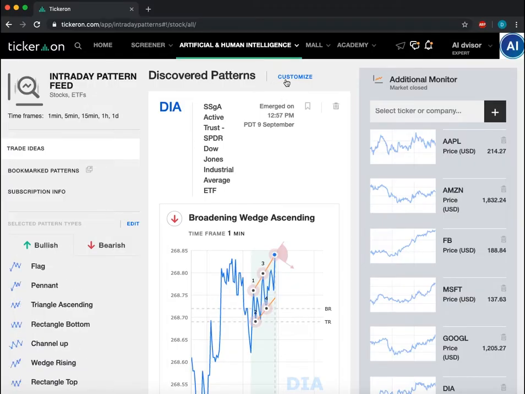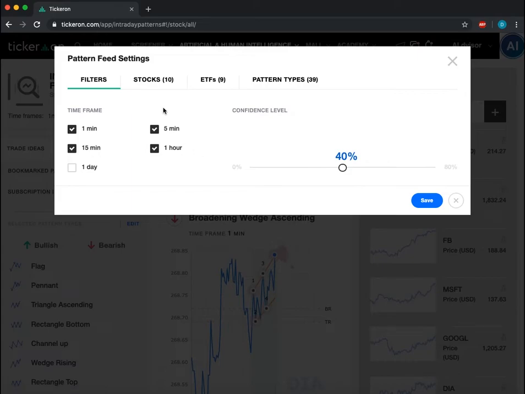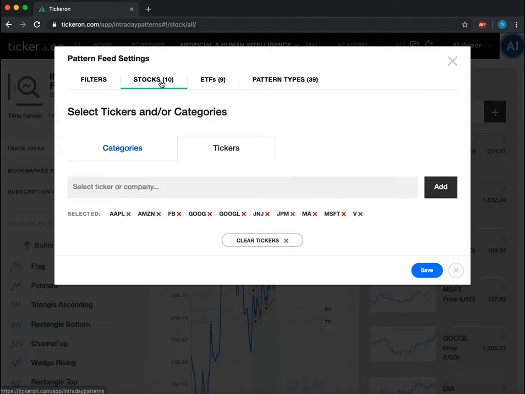To personalize the feed to match your own trading preferences, press Customize. Here you can set the time frames and the level of confidence. You can also choose which stocks, ETFs, and patterns you are interested in. The rest is just fine-tuning the feed to match your needs.